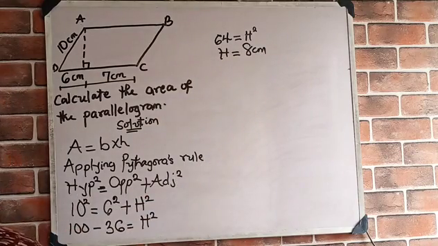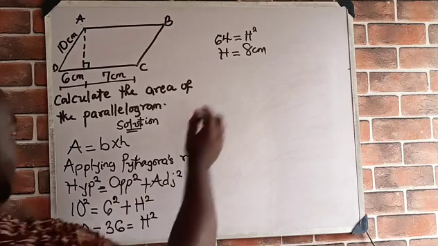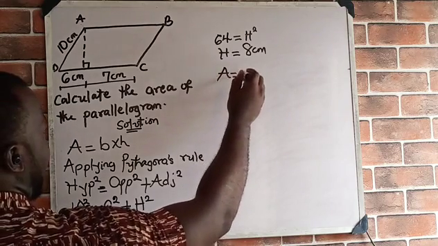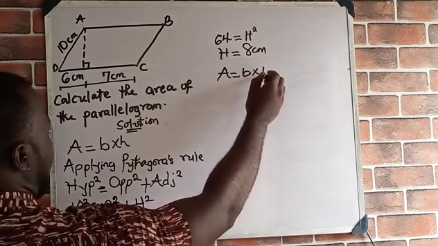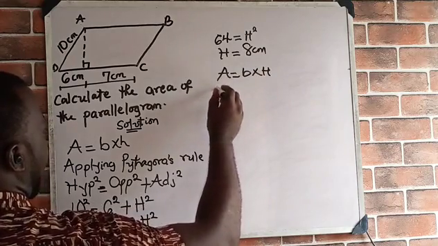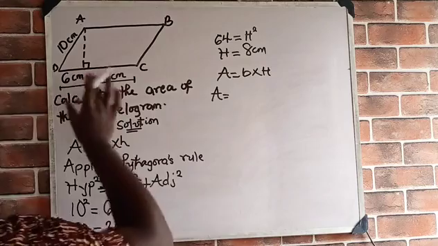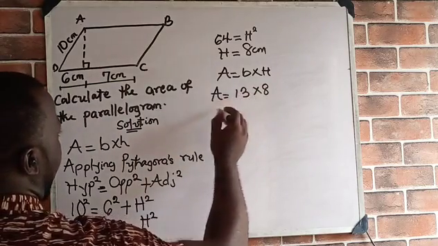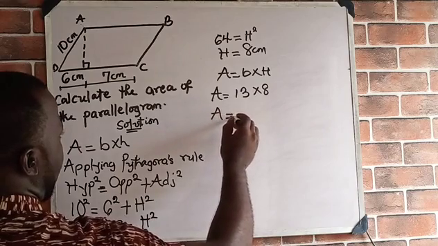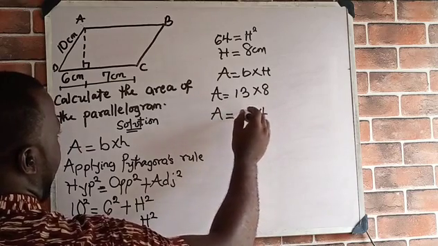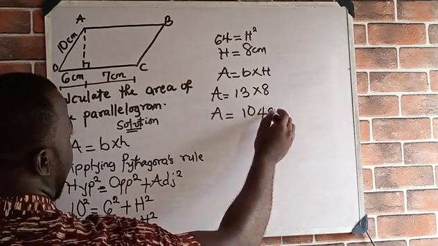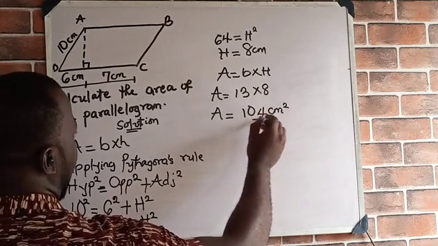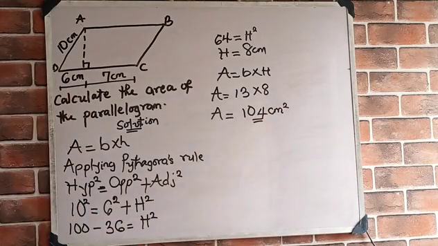Now with this, I've gotten my height and I know my base. I can then get the area of the shape. The area being base times height, and that will give us base is 6 plus 7, 13 times 8. 13 times 8 will give me 104 centimeters square. Now this happens to be the area of the parallelogram.